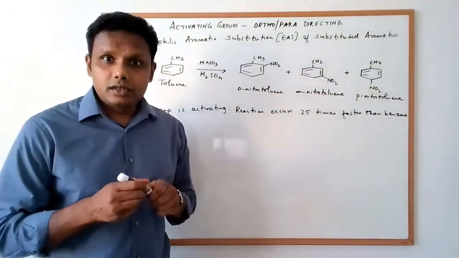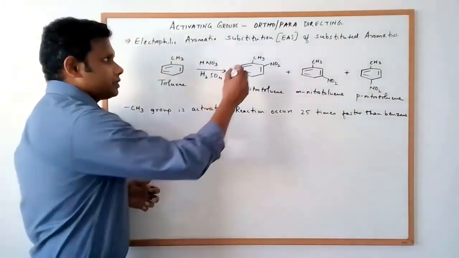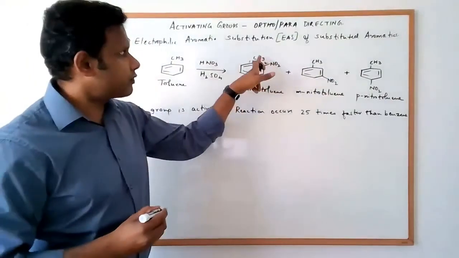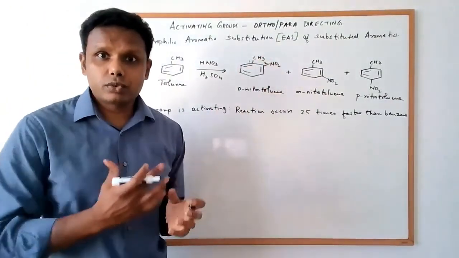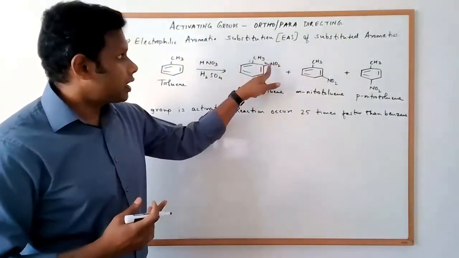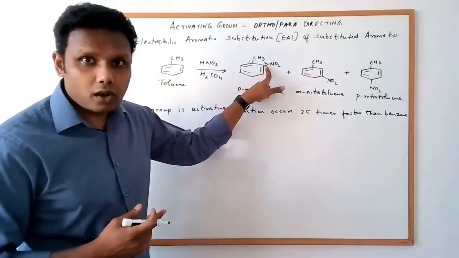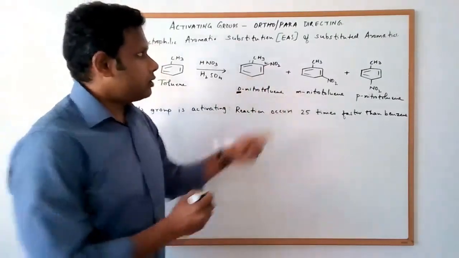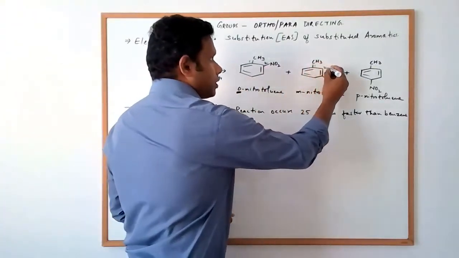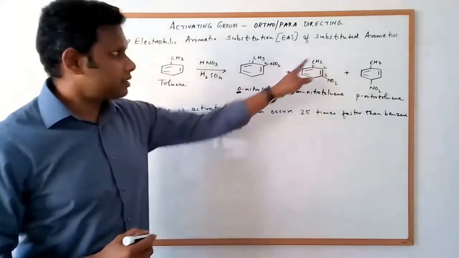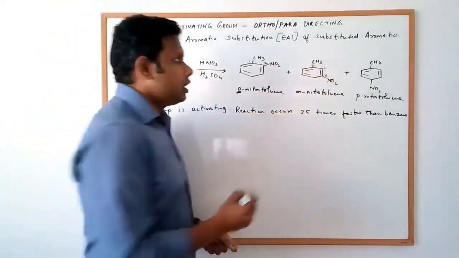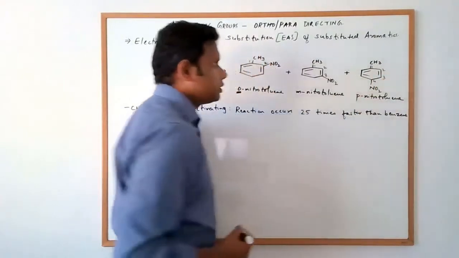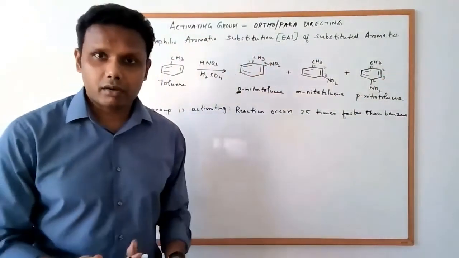Recognize that these different isomers are classified based on the proximity of the nitro group from the methyl group, so the substituent which was already there. When the nitro group is on the second carbon, it's the ortho product. When the nitro group is on the third carbon relative to the substituent, then it is the meta product. And if the nitro group is on the fourth carbon relative to that substituent, then it is the para product.